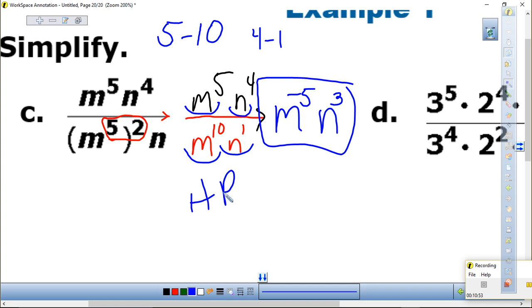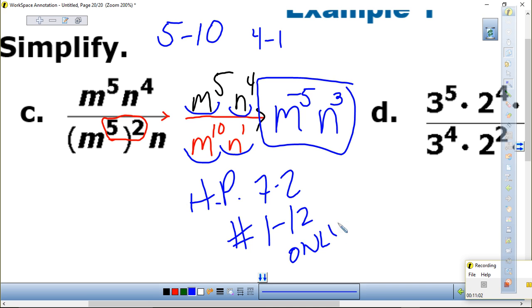Homework for tonight is the practice sheet. I have it over here in the front, 7-2. And you're only doing problems numbers 1 through 12 only.